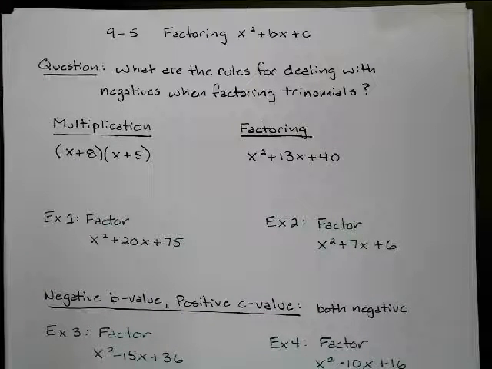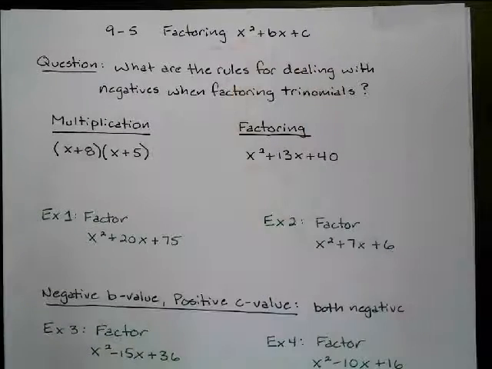So what are the rules for dealing with negatives when factoring trinomials? What do we do when we have negatives in our equations? What are some of the things that we can do to remember what happens with those negatives?